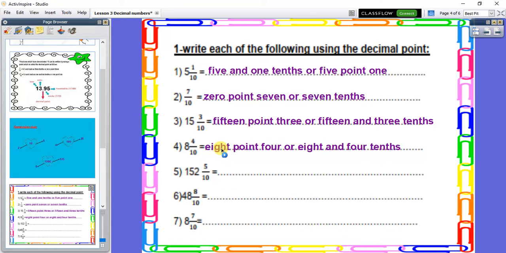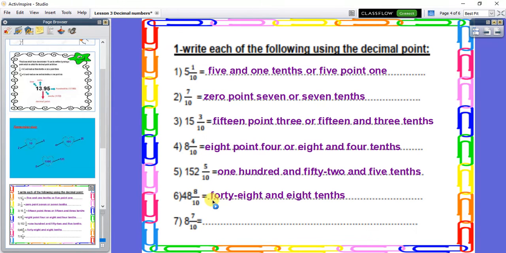Okay, the next one, 152 and 5 over 10. I can say 152.5 or 152 and 5 tenths. Here 48 and 8 over 10, so it will be 48 and 8 tenths or 48.8. The last one, 8 and 7 over 10. So it can be 8 and 7 tenths or 8.7.